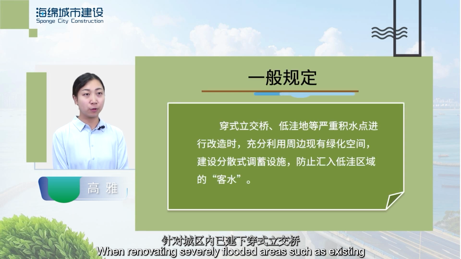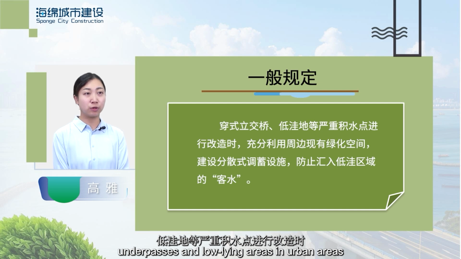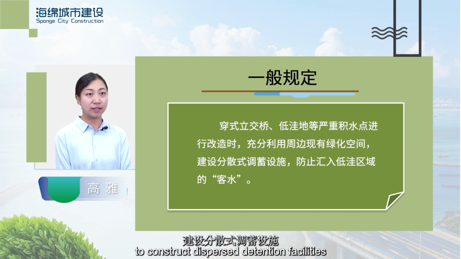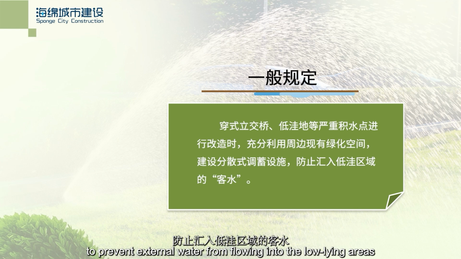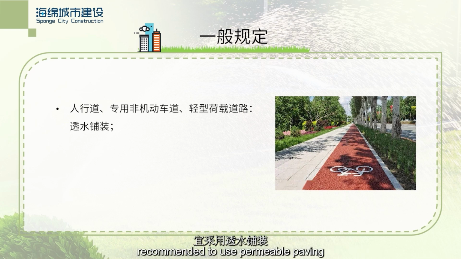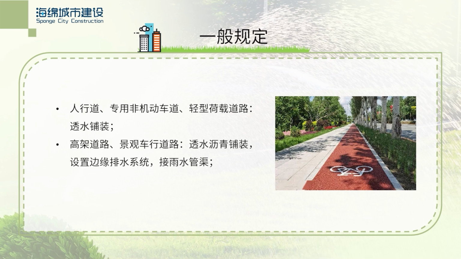When renovating severely flooded areas such as existing underpasses and low-lying areas in urban areas, existing surrounding green spaces should be fully utilized to construct dispersed detention facilities to prevent external water from flowing into the low-lying areas. Sidewalks, dedicated non-motorized vehicle lanes and light load roads are recommended to use permeable paving, and scenic driveways should use permeable asphalt paving with edge drainage systems connected to the rainwater drainage system.